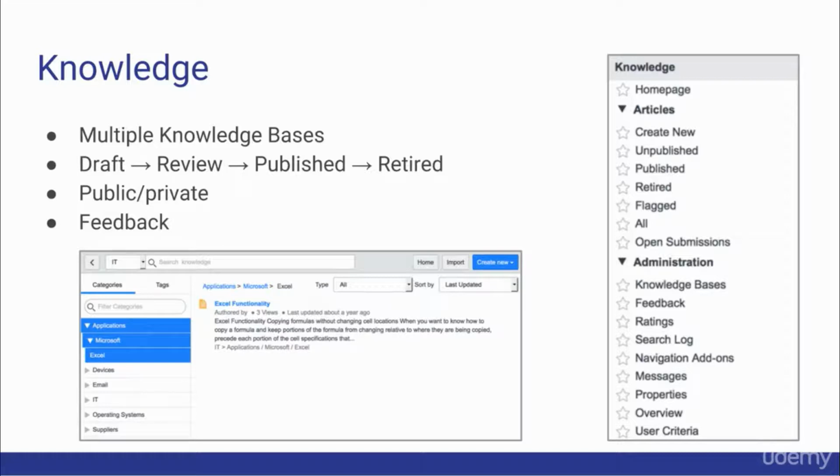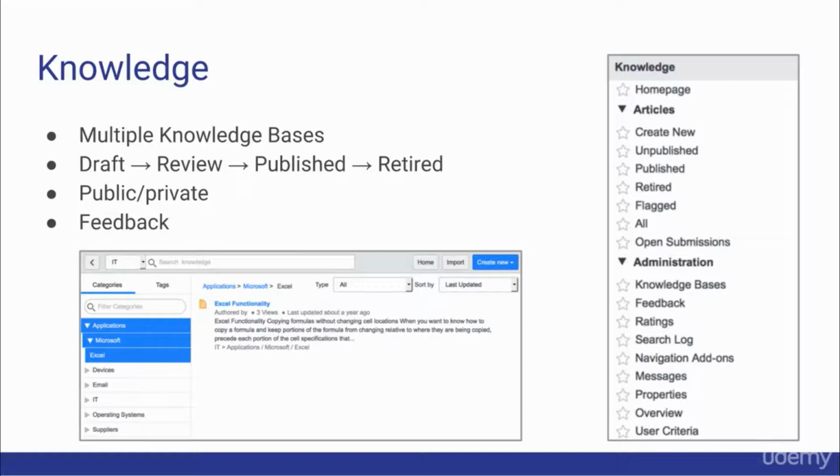Out of the box, knowledge articles go through a draft stage, a review stage, a published stage, and finally a retired stage. When an article is being created for the first time, it will be sitting in the draft stage.